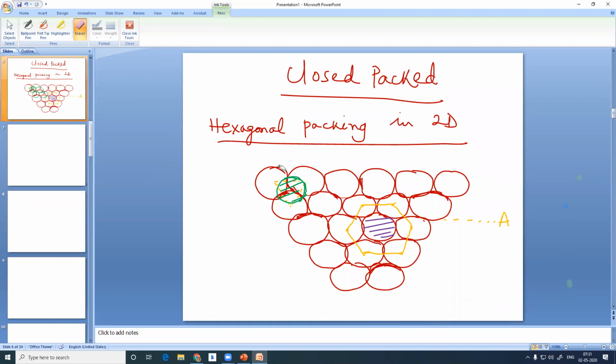Now, once you develop a layer, and another layer, in this layer you have to use all tetrahedral holes. This is a triangle and you are keeping this, and this is a triangle and you are keeping this, and this is a triangle and you are keeping this. All tetrahedral holes you have to use. But this is the B layer.